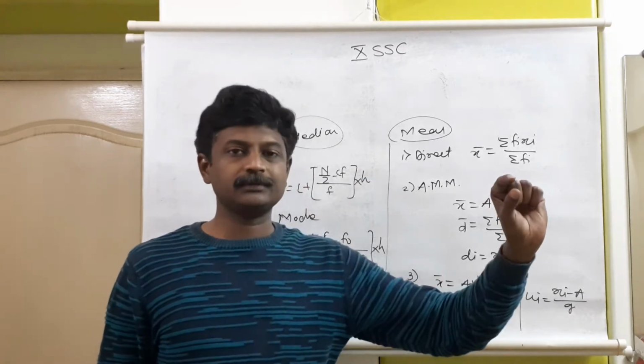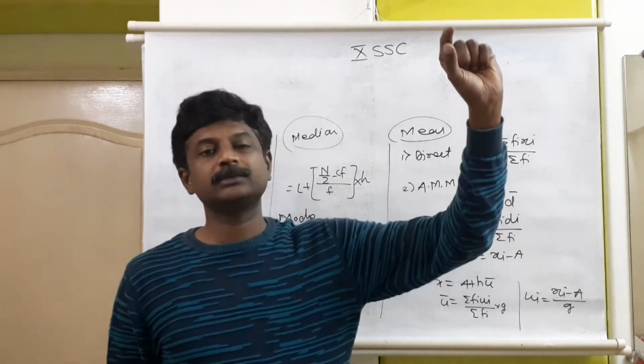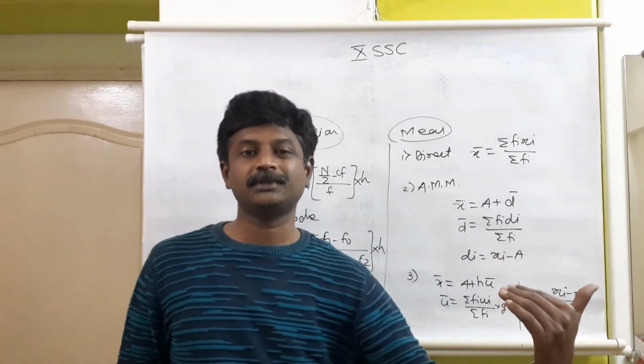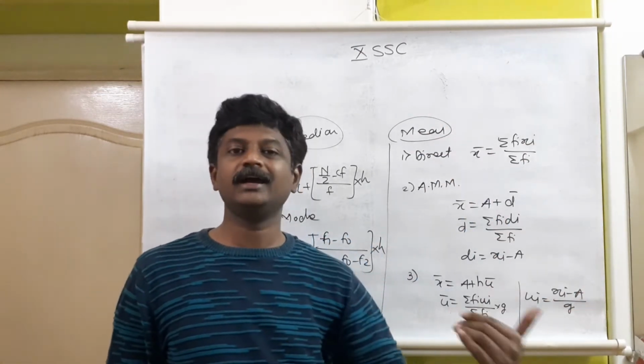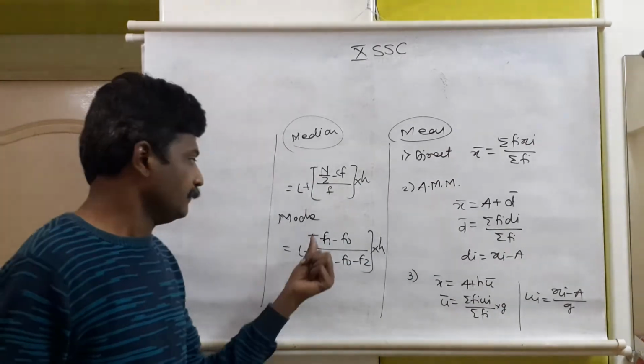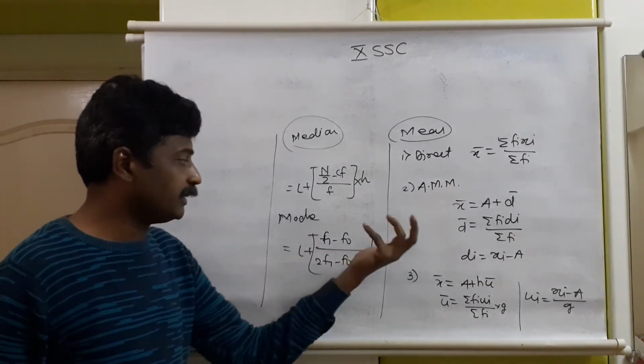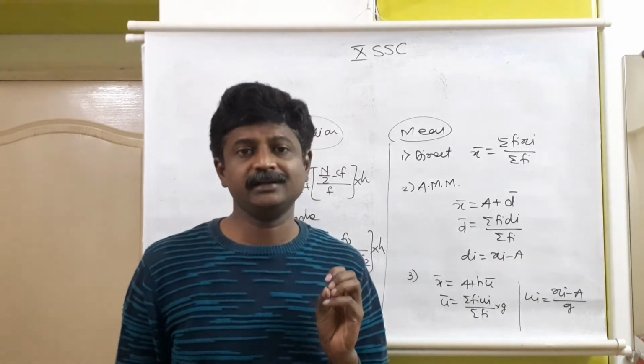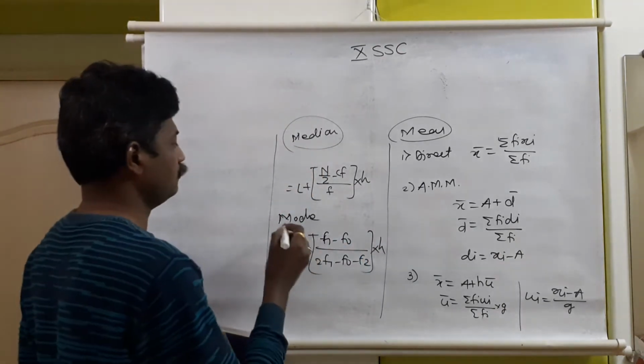F1 is the frequency of the model class, F0 is the frequency of the previous class of the model class, F2 is the frequency of the next class of the model class. So F0, F1 and F2 are continuous series. Then we just have to put in the values. H is the class width, the difference between upper and lower limit when the classes are continuous. So there we will get the mode.